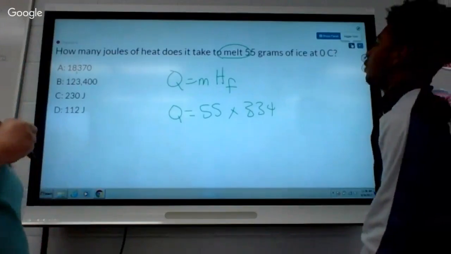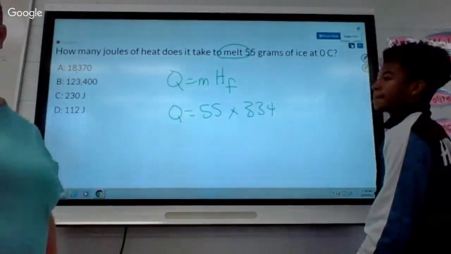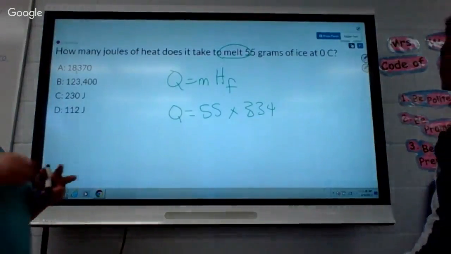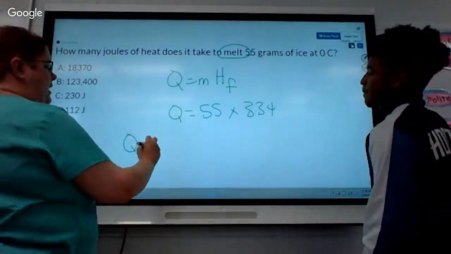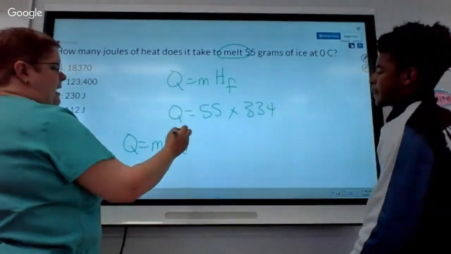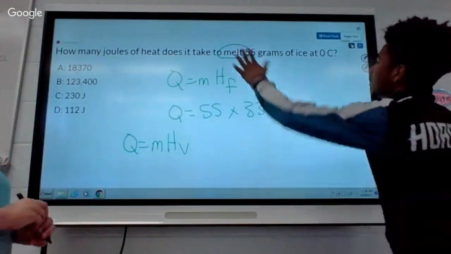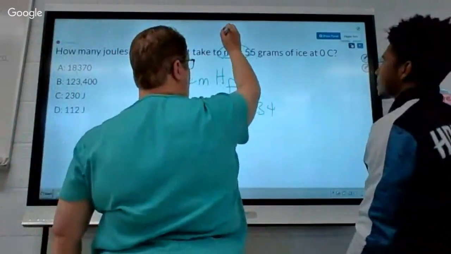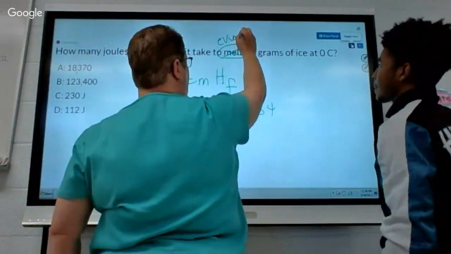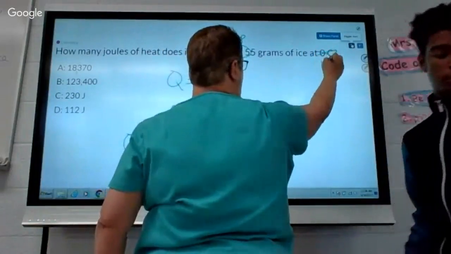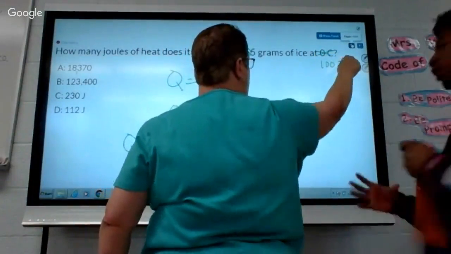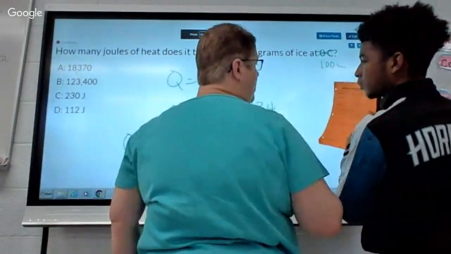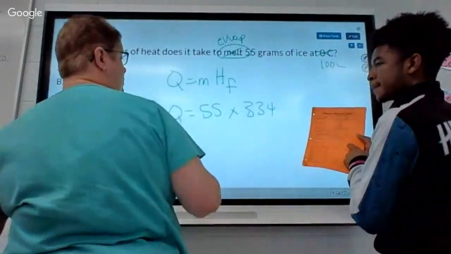So if it had said evaporate or condense or boil, or it said 100 degrees Celsius, you'd have picked Q equals MHV. The only other thing it's going to say is another word here like evaporate or condense, and instead of 0, it's going to say 100 degrees Celsius. It would say ice, but it was going to be in specific heat.